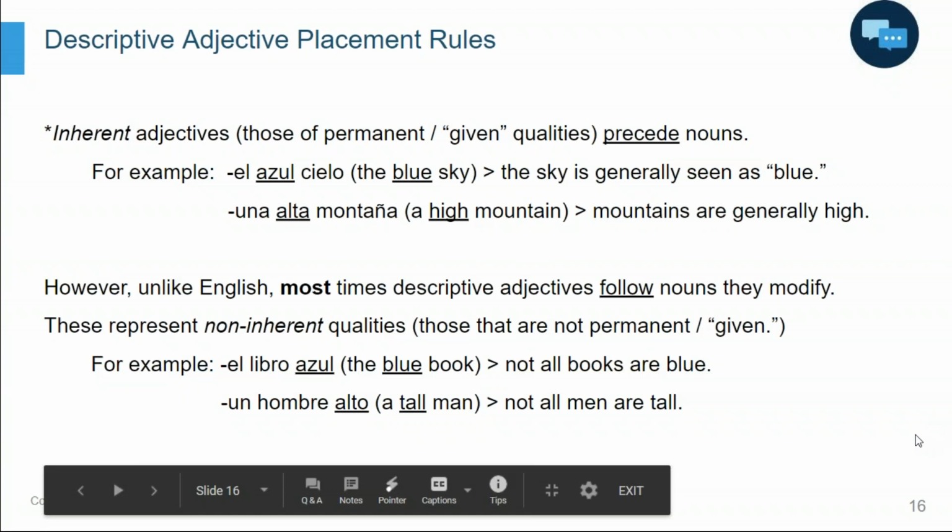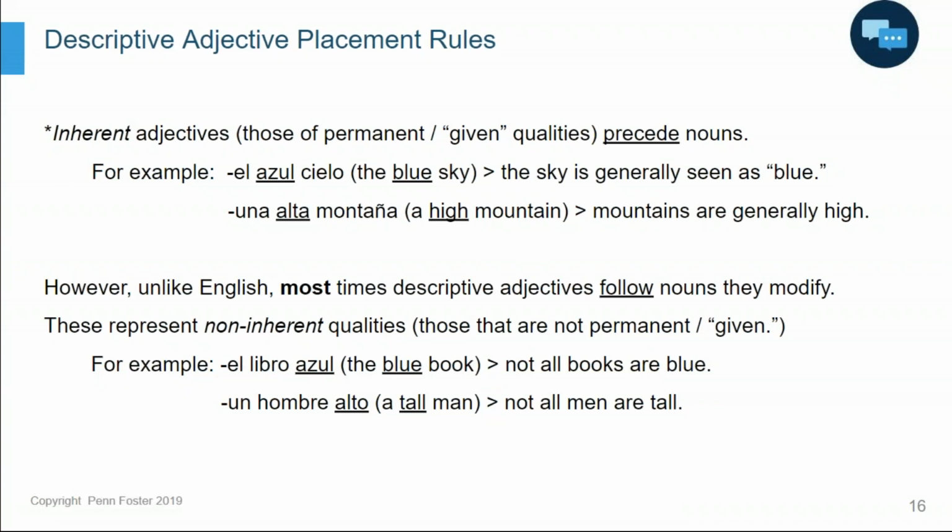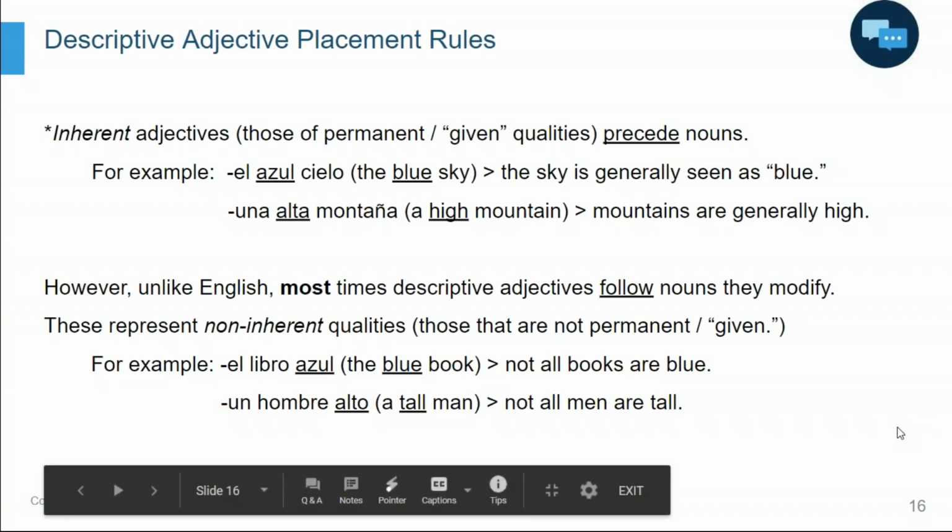So think about the implication of the adjective. If it's given, if it's more of a permanent thing, then it's going to go before the noun it modifies. If it's not, and it's considered non-inherent, then it's going to go after the noun it modifies.